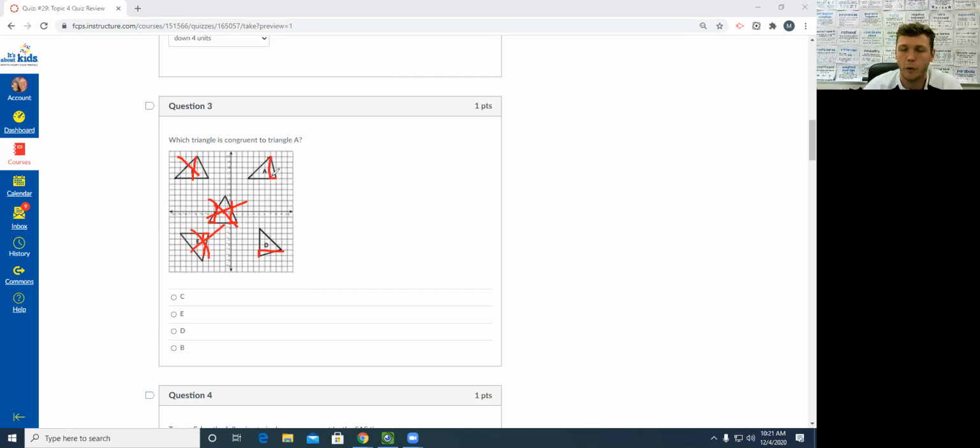We go 1 and then 4, 1 and 4. So let's just check to make sure that the next one works as well. We go up 1, 2, 3, 4 over 1, 2, 3, 4. For this one, we go 4 and 4. So what is A congruent to? It's congruent to D.